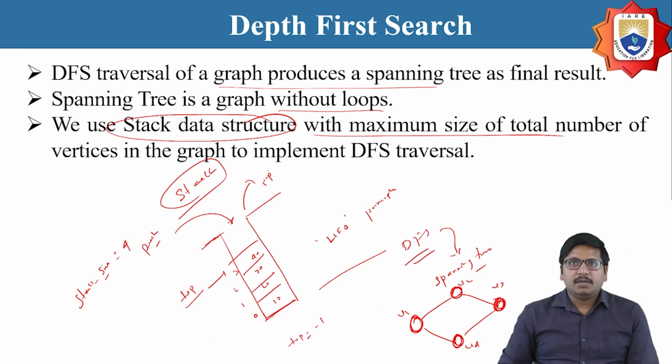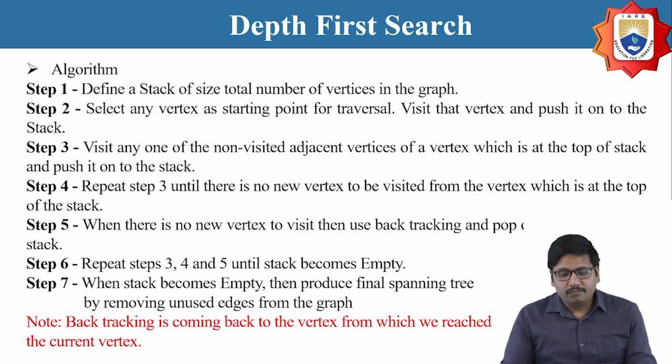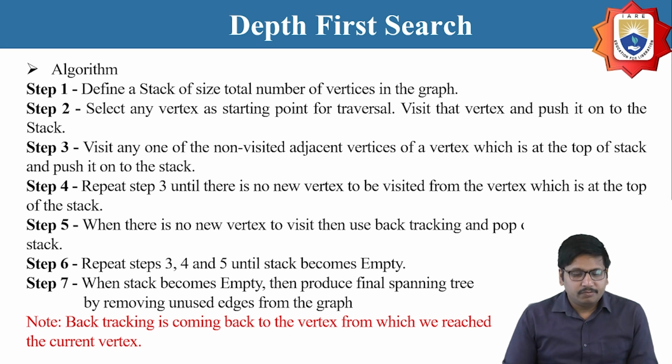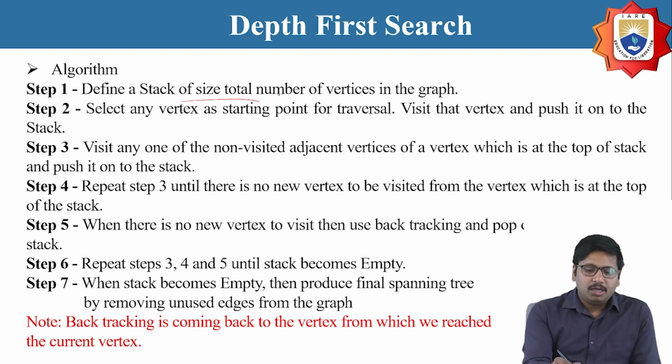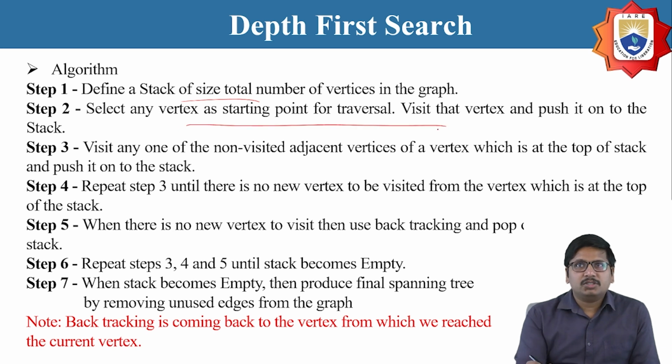So let us consider an example. So what is the algorithm? First we are going to see now. Here first we have to define a stack of size equal to the total number of vertices in the graph. Okay, and then we have to select a starting vertex for the traversal. As we implemented in BFS, in a similar fashion we have to select any starting point of the traversal, visit the vertex and push it onto this stack. So whenever I identify the starting point, that should be pushed onto the stack.